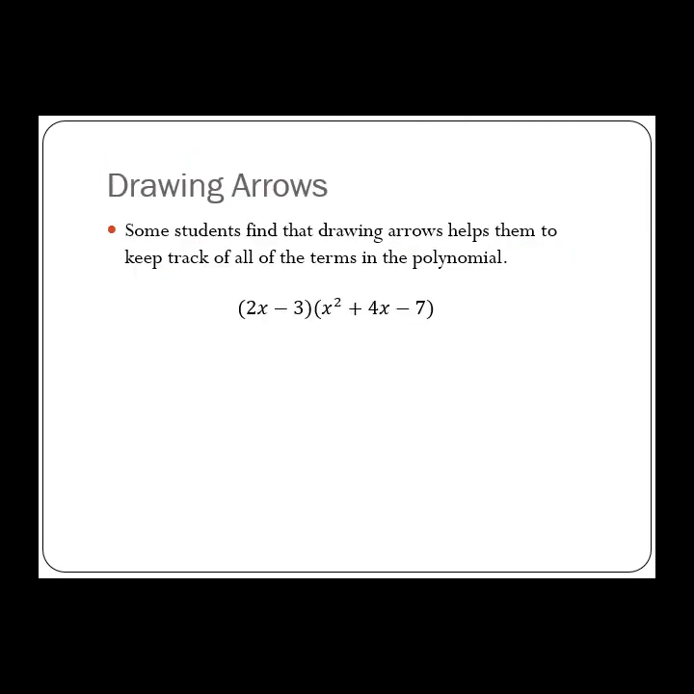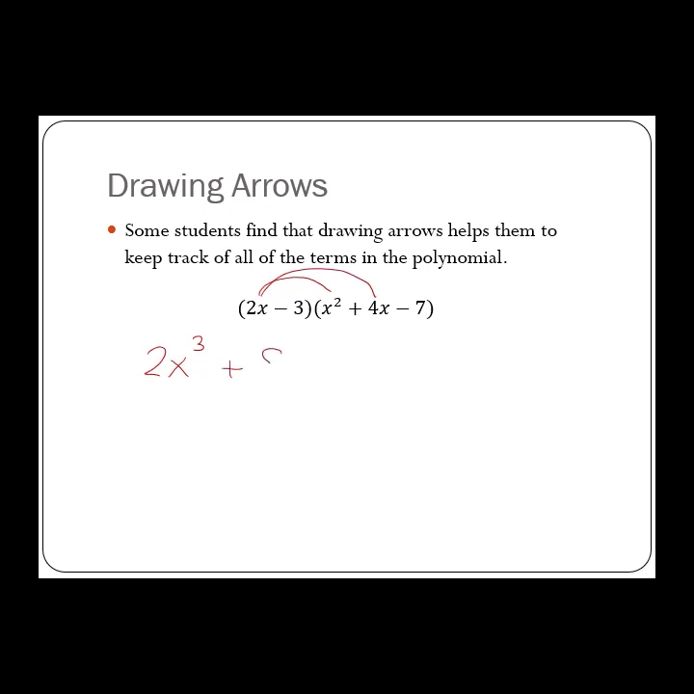Sometimes people don't actually FOIL, they distribute. In this case, they are not binomials, so you can't exactly use FOIL, but people will draw arrows to kind of keep track of the terms. So we're going to do 2x times x squared, that's 2x cubed. And then we're going to do the 2x times 4x.